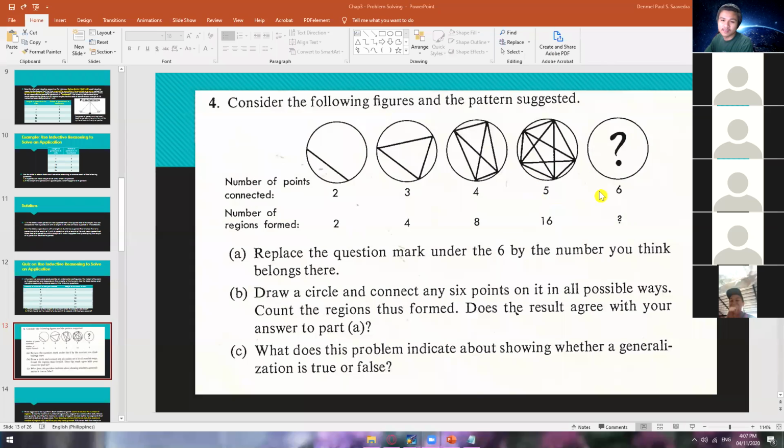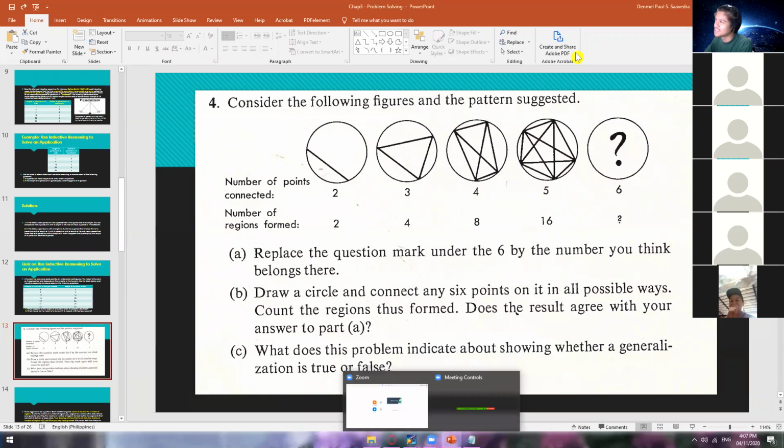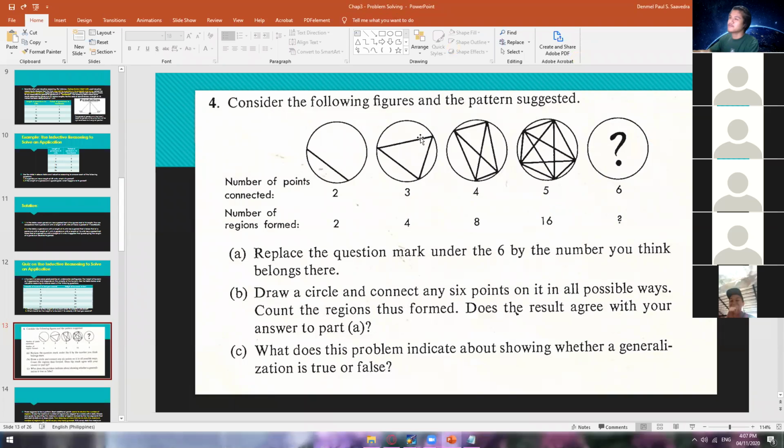Sumasagot kayo, hindi nyo pa napapatunayan. So we will see, okay? So you guys still have 4 minutes. So 32, 32. May nagtatry ba dyan? Sir, 32 pala. 32. Alright.